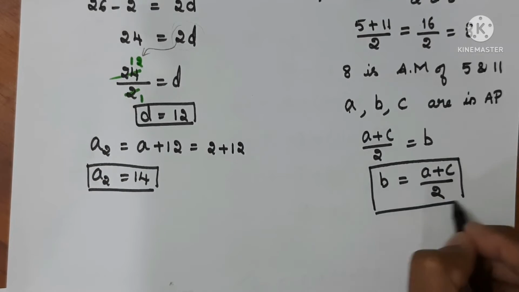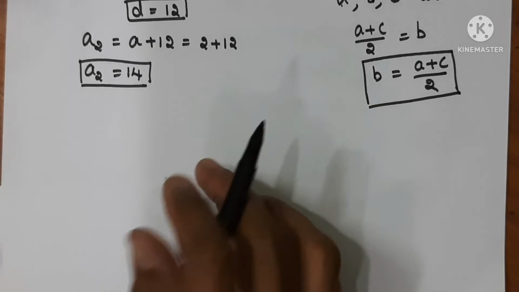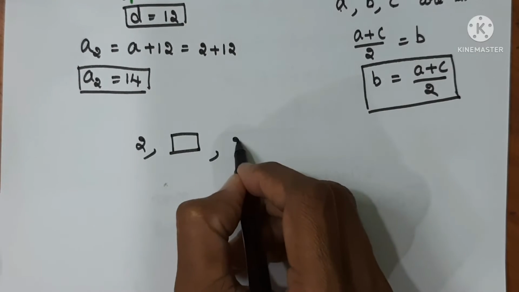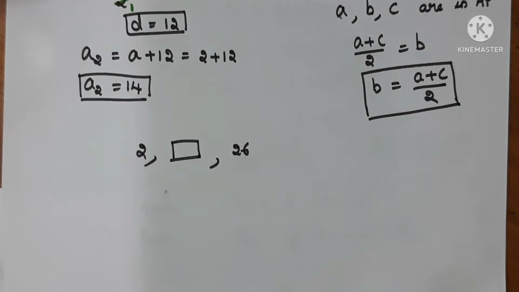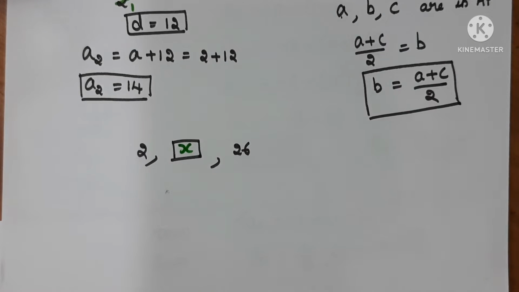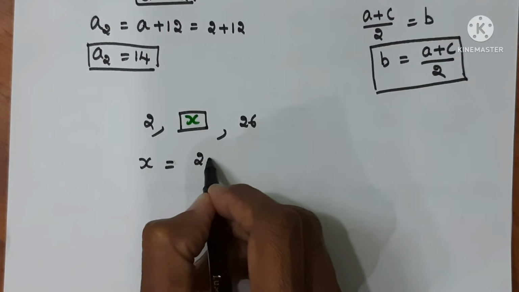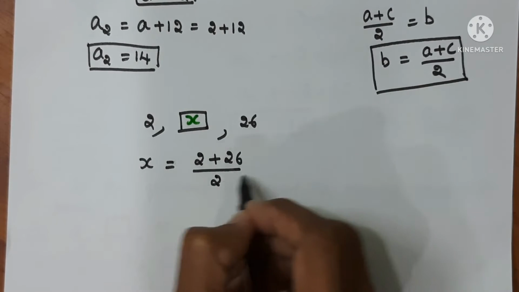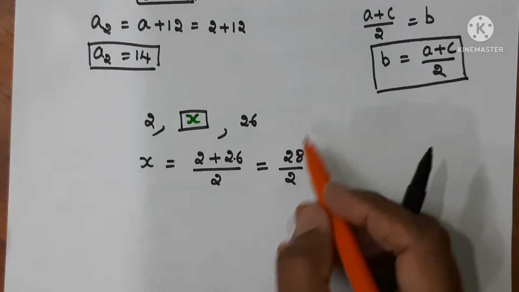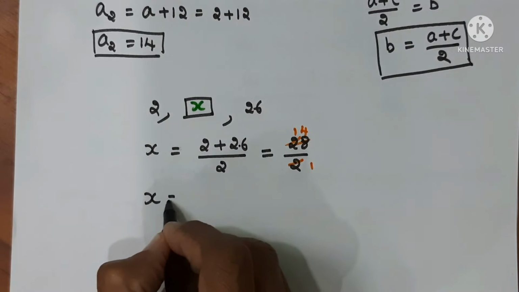Using this arithmetic mean formula, you can find the answer for this question. The question is given as 2, there is a box, and 26. Here the box value, let us take it as x. The x is the arithmetic mean of 2 and 26. So x will be equal to 2 plus 26 by 2, which is equal to 28 by 2. After dividing, 2 ones are 2, 2 ones are 2, 2 fours are 8. We get the value of x is 14.